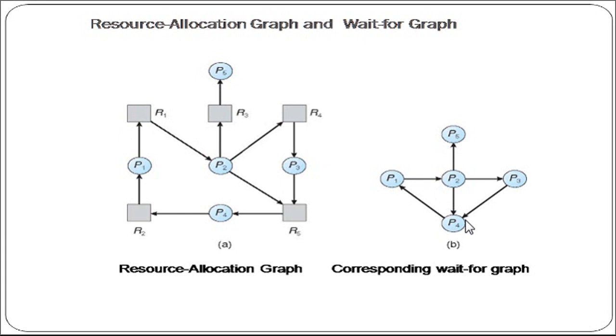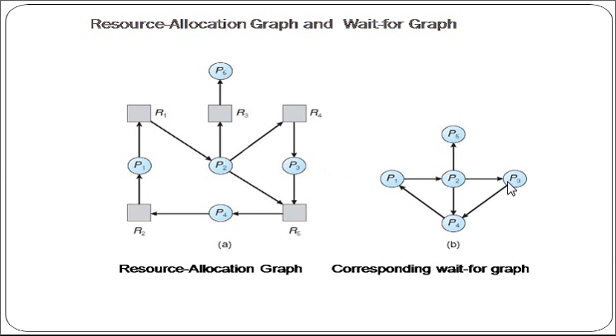Similarly, we will check for P2 to P5. Now in this case, there is a request from P2 for resource R3 and this resource is held by P5. So there is an edge from P2 to P5. Similarly, P2 is requesting R4 which is held by P3. So there is an edge from P2 to P3 in the wait-for graph.